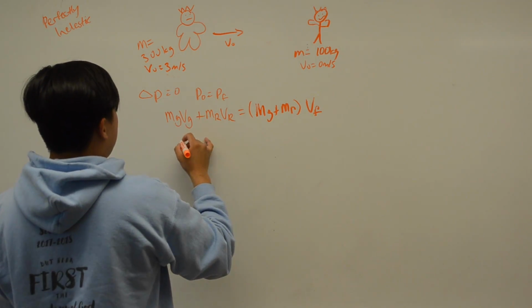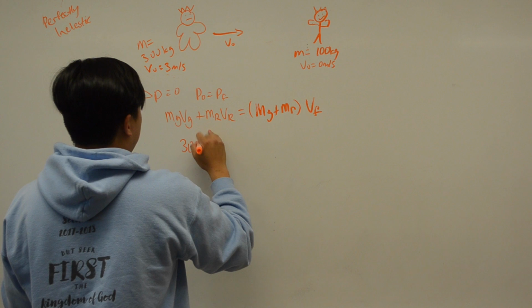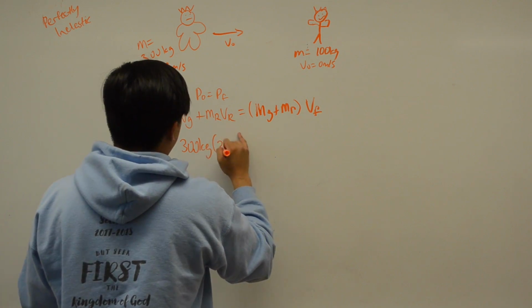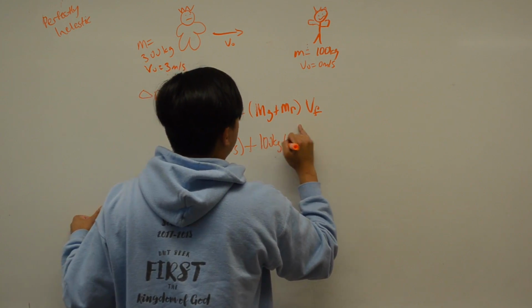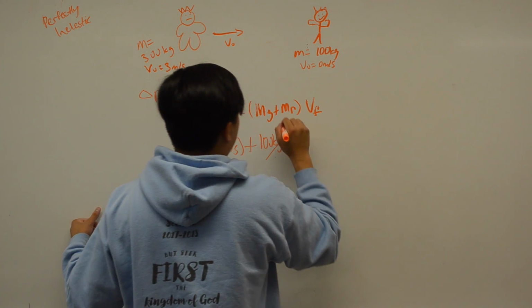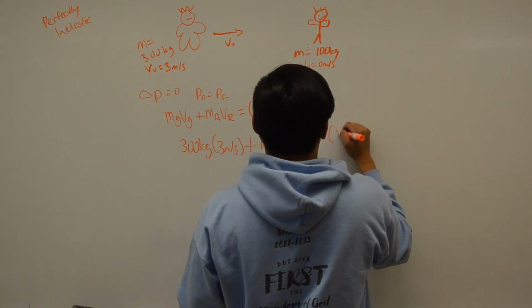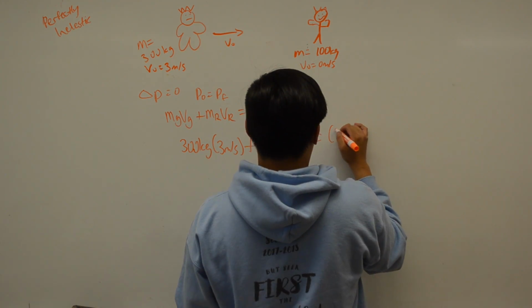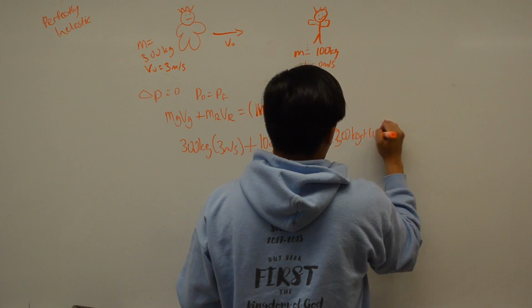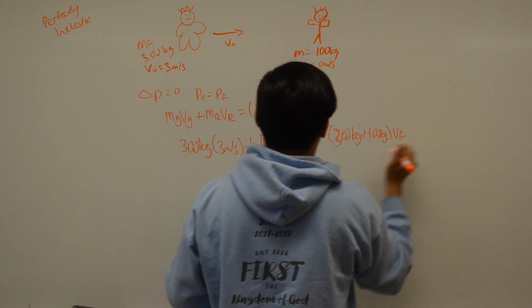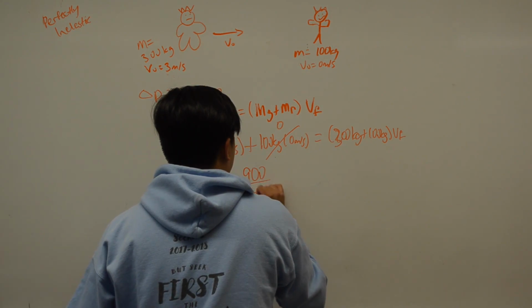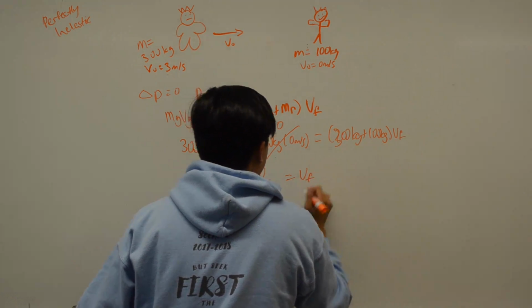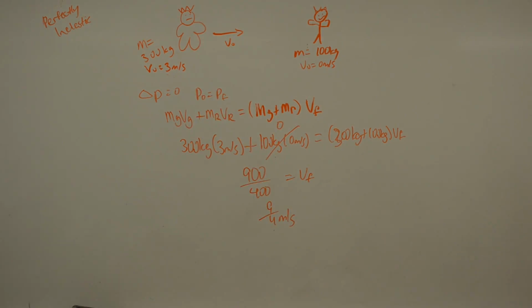So we're gonna plug in our values and we're gonna get mass of Gary 300 kilograms times his initial velocity of 3 meters per second plus mass of Richard 100 kilograms times his initial velocity, which is 0 meters per second. So this will go away, is equal to 300 kilograms plus 100 kilograms times V final. So we have 900 divided by 400 is equal to our V final. So our V final is 9/4 meters per second.